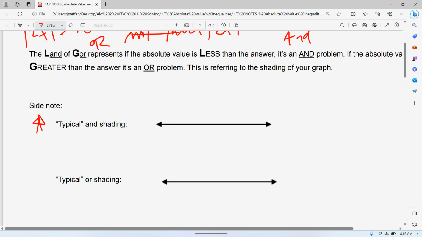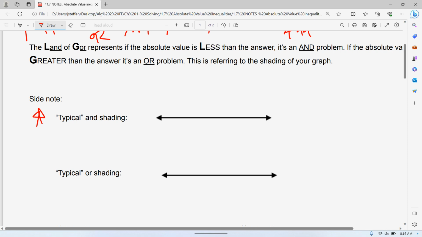I just mentioned the typical AND shading, and I put typical in quotes because, as I said the other day, there are a lot of different ways to shade an AND problem. But the typical way, at least for this class, is when you have your two points and you shade in between those. It doesn't matter if they're open or closed. So if you ever have a less than, it's going to look like that. The same problem is always going to look like that.